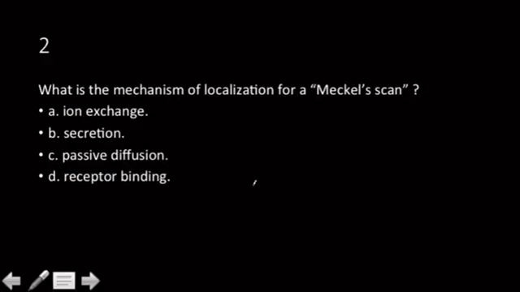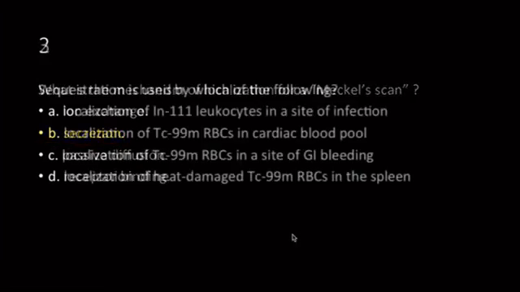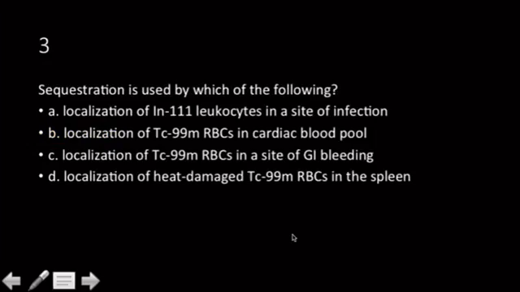All right. How does a Meckel scan work? What's the mechanism of localization? Remember, Meckel scans work by pertechnetate localizing to active gastric mucosa. Well, active gastric mucosa does what? Secretes hydrochloric acid. So that's secretion, right? And it's also secreting that tracer. So that is one of our examples of secretion. Sequestration, so remember that the S in sequestration stands for another S, which is an S in the spleen.